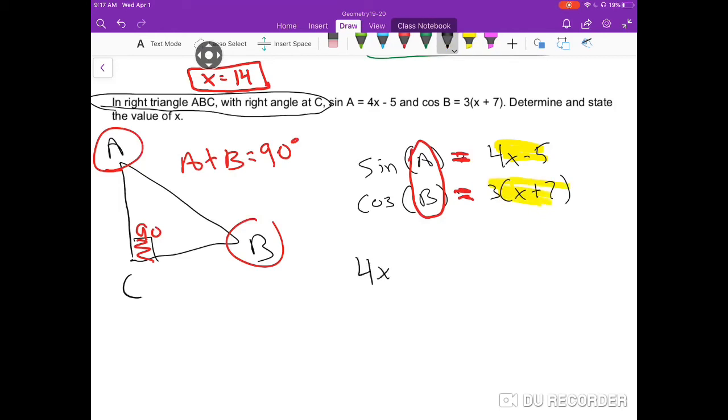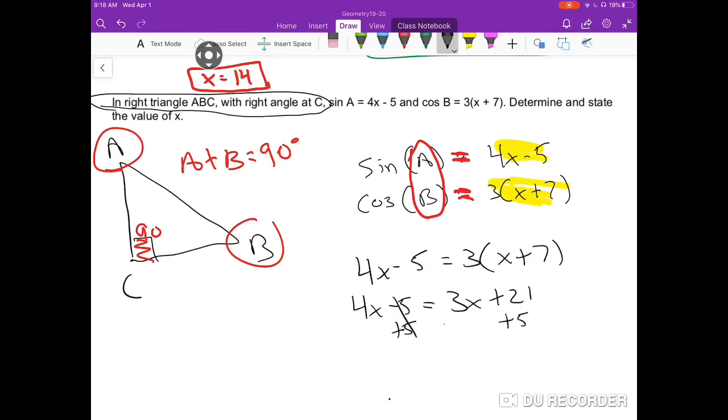So we have 4x minus 5 equals 3 times x plus 7. And we have 4x minus 5 equals 3x plus 21. Add 5 to both sides. Subtract 3x from both sides. You get x equals 26.